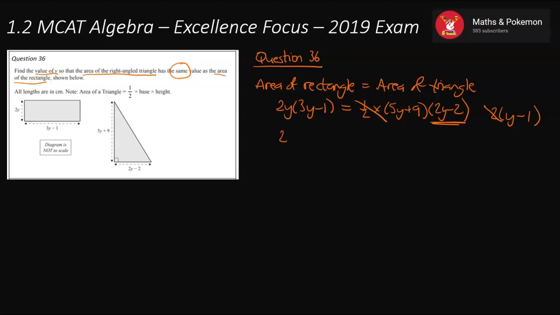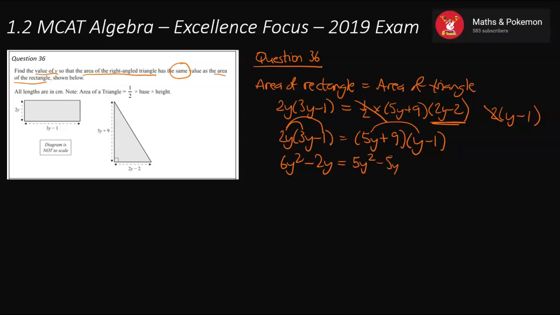So that leaves us with 2y times 3y minus 1 will be equal to 5y plus 9 times y minus 1. So you can see the 2 from that part and the half both gone, leaving us with y minus 1. Now this looks a bit easier to deal with, so I'm going to go ahead and just expand everything. So we've got that times that, that's going to be 6y squared, that times that, minus 2y, that there is equal to, we've got that times that, 5y squared minus 5y plus 9y minus 9.